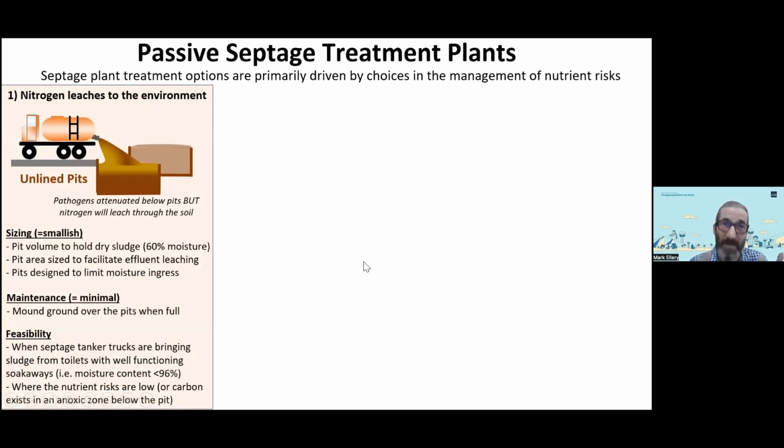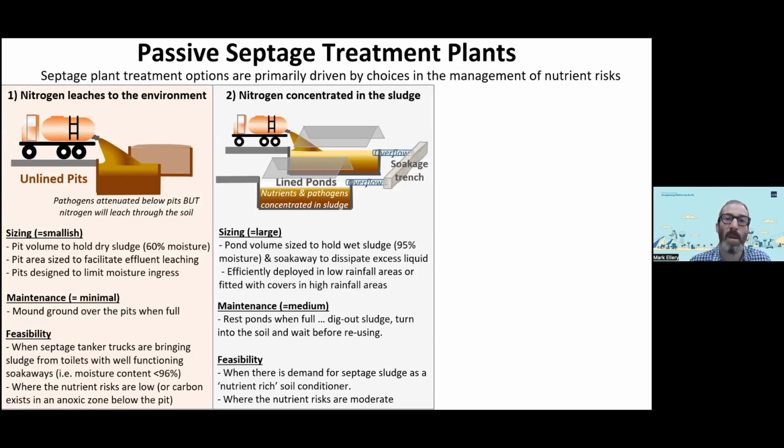The first option is basically just a hole in the ground. When you design a septage treatment plant that is basically a hole in the ground, you're going to attenuate your pathogens and your phosphorus, but nitrogen will leach through, and you are comfortable with the risks to environment from the concentrations of nitrogen through the bottom of the pit.